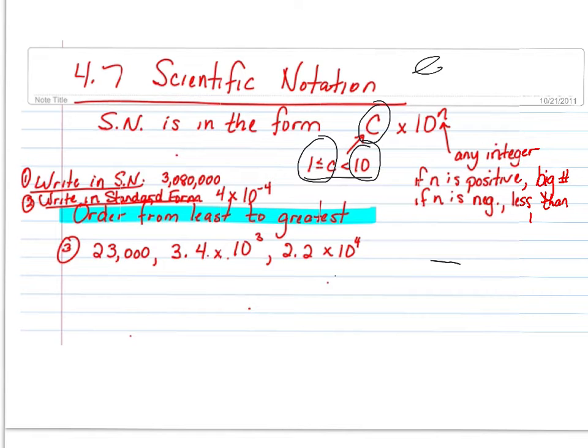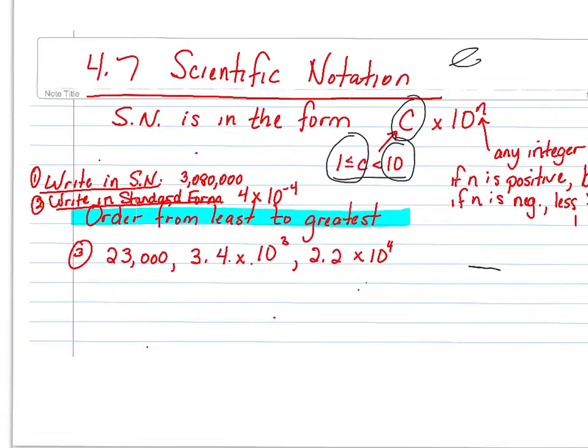If n is positive, it's a big number. If n is negative, it's less than 1. You've got to know that. So remember, if it's a positive exponent, it's greater than 10. If it's a negative exponent, the number is less than 1, meaning it's a decimal.